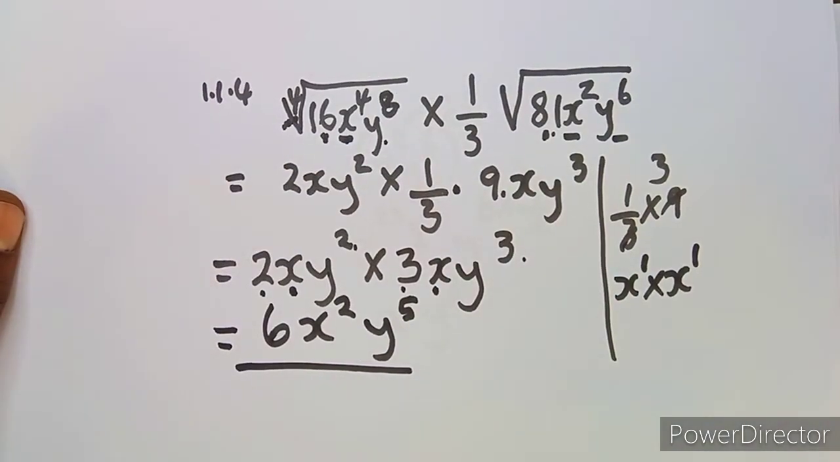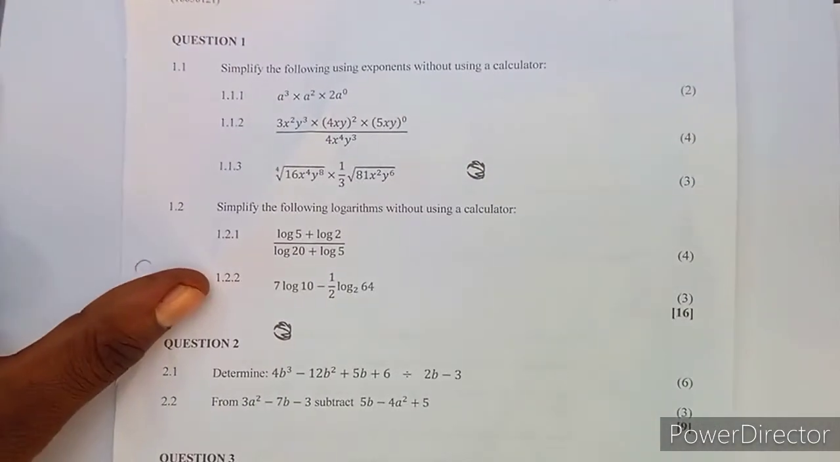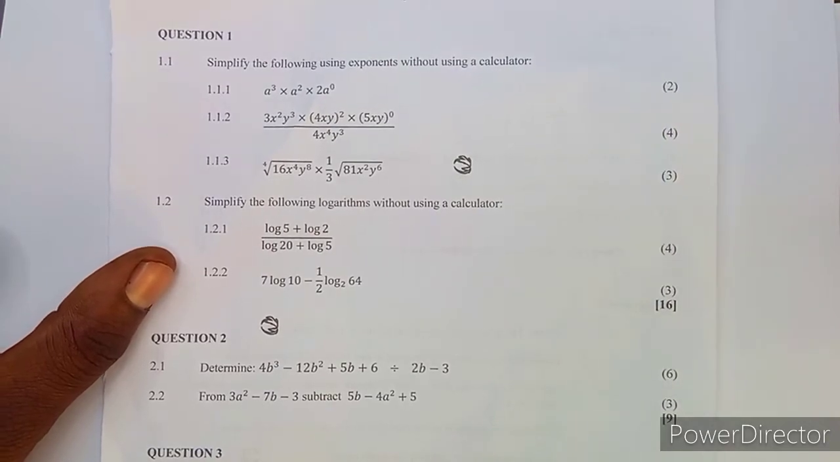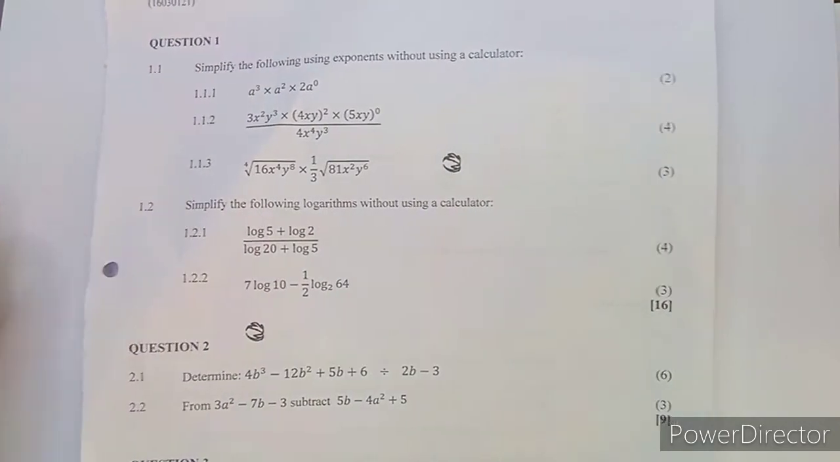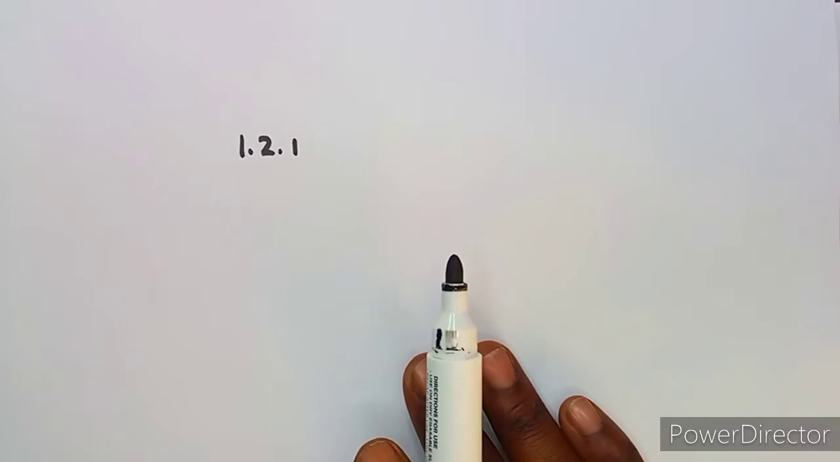Okay, so that was everything, guys. You've got 3 marks for that. So as you can see, it's a matter of playing around again with numbers there, simplifying. On 1.2, simplify the following logarithms without using a calculator again. Okay, without using a calculator, guys. So you're supposed to use this on these typical questions.